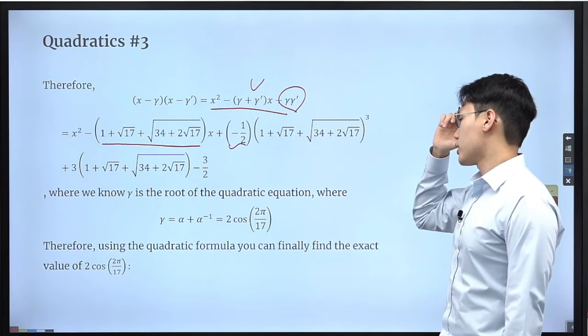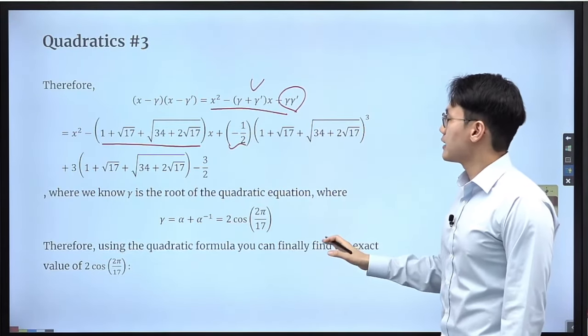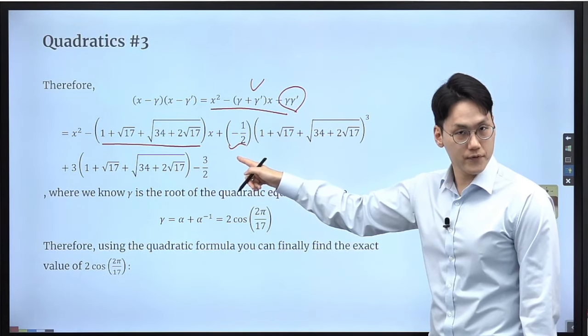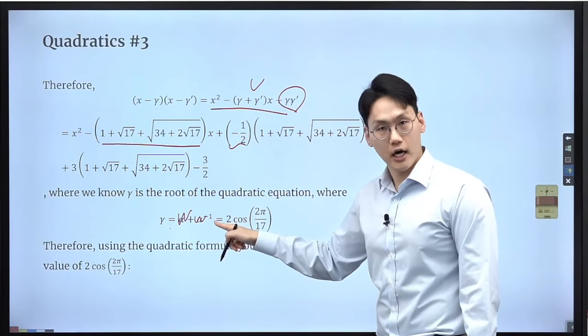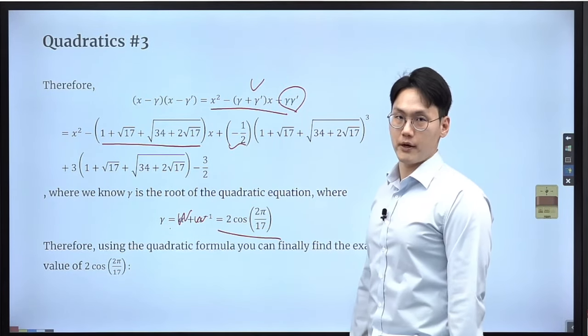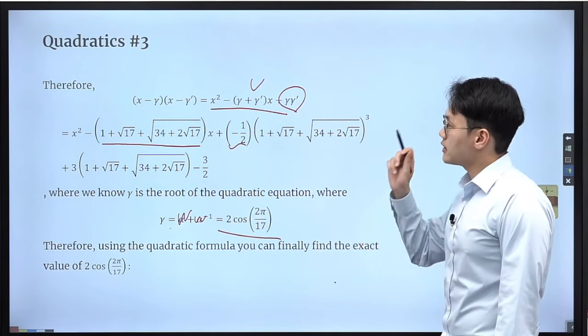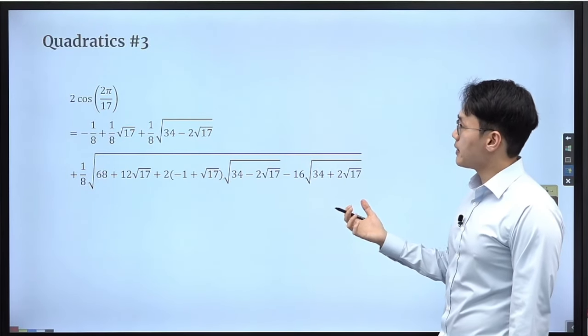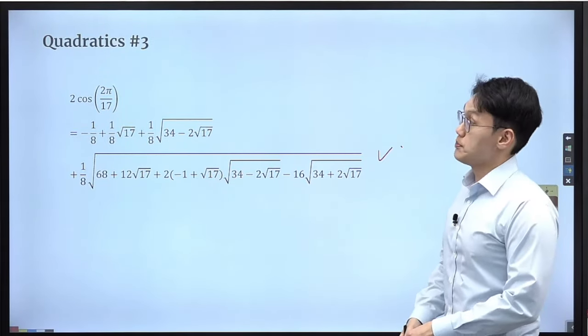And now if you use the quadratic formula, you can finally find the gamma, which is a root of this quadratic, where gamma was omega and omega conjugate, which becomes 2 cosine 2 pi over 17. Beautiful, beautiful equation, you see? So now let's have a look at the solution finally. That's the gamma here, and that, my friend, is a beautiful exact solution of cosine 2 pi over 17.